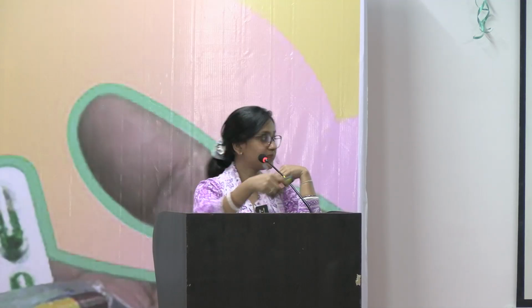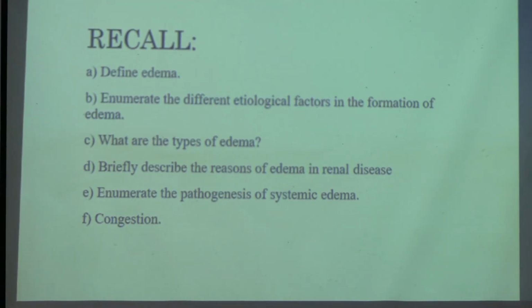Then in cardiac edema, what are the three causes? Decreased cardiac output. What are the three contributing factors? Increase in the capillary hydrostatic pressure, sodium water retention, and because of decreased cardiac output there is going to be hypoxia, and there is going to be injury to the capillaries leading to increased capillary permeability. Okay, and you should also be able to write a short note on congestion.